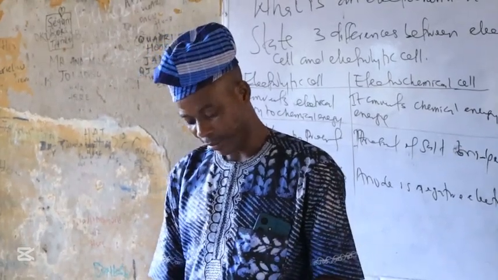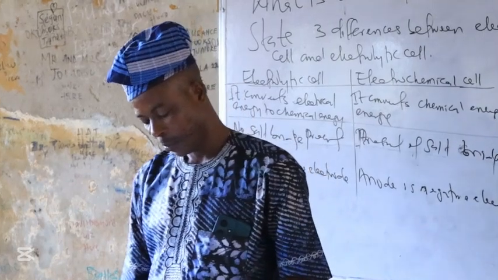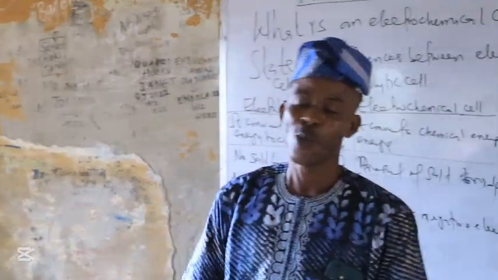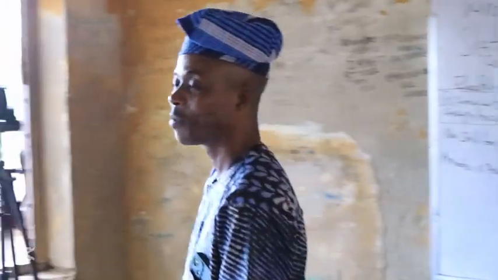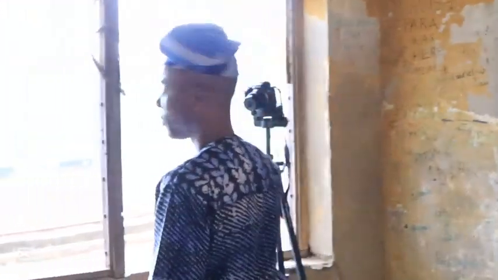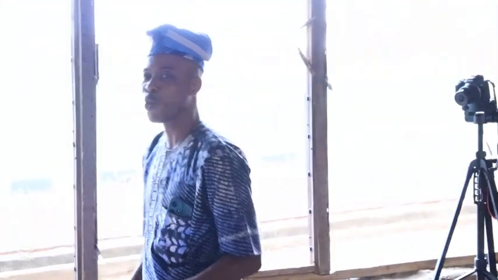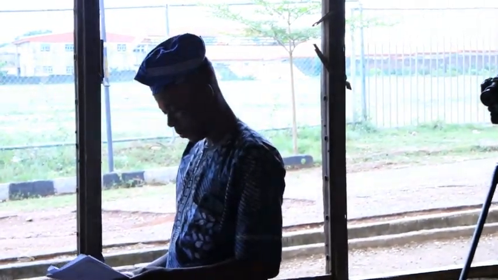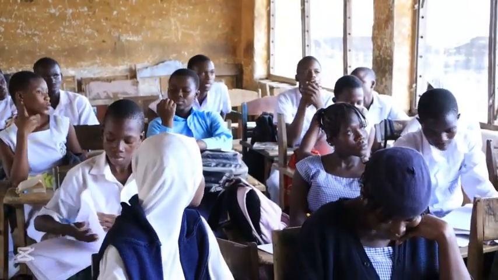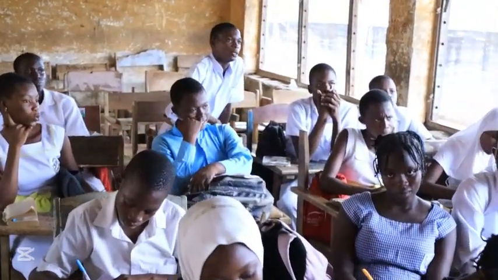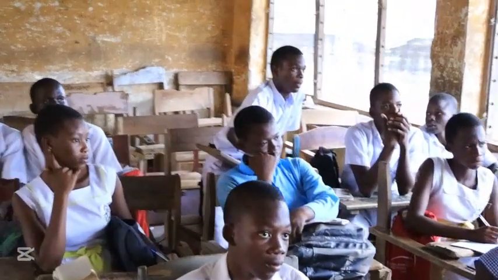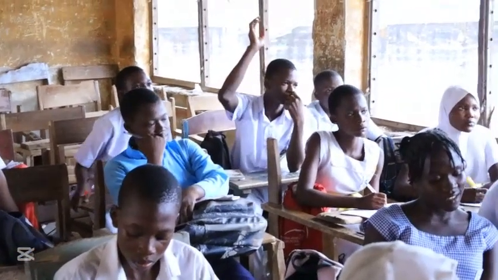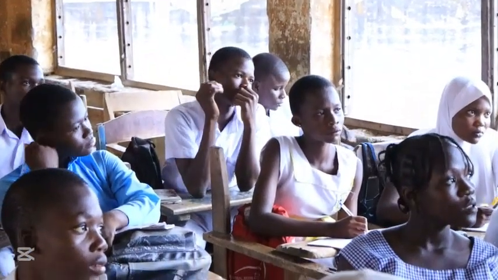What is global warming? Anybody? The depletion of the ozone layer is the global warming. It has to do with depletion of the ozone layer. Yes.